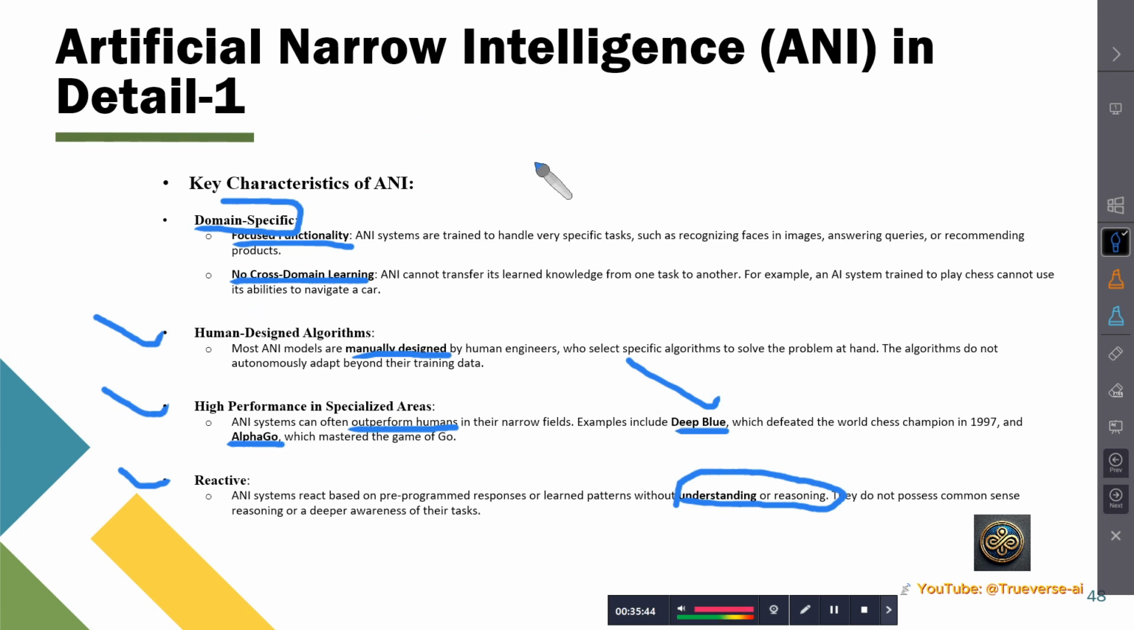In summary, ANI, the most widely used AI today, excels in a specific domain while lacking the flexibility to generalize or adapt outside of its training. Its reliance on human-designed algorithms and its reactive nature distinguish it from more advanced forms of AI.